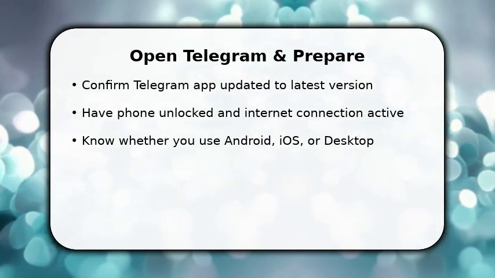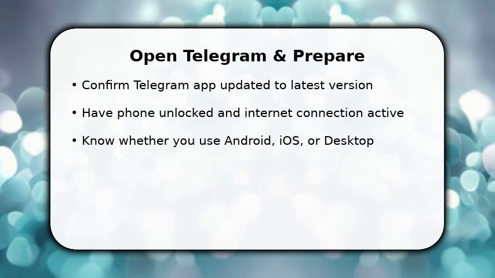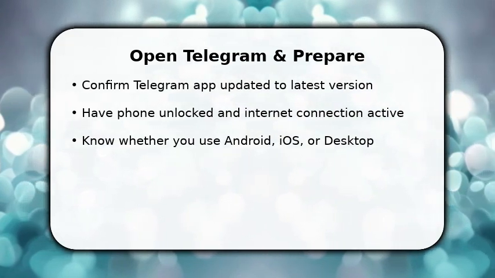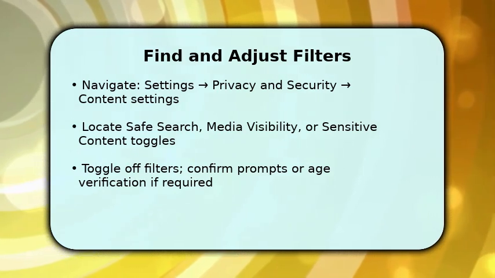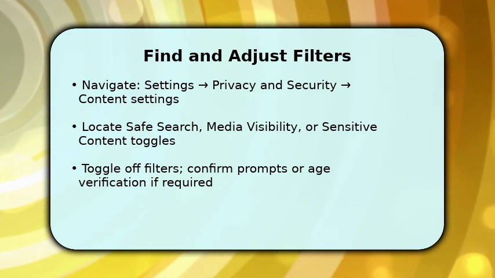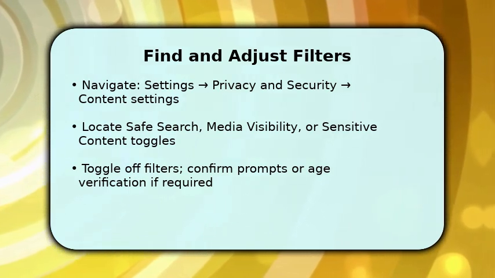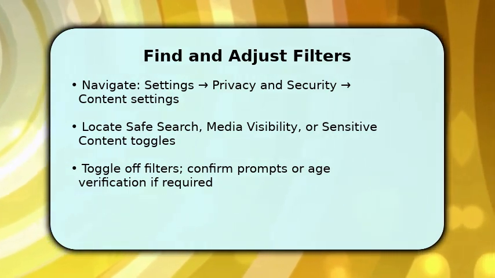You'll now navigate into privacy and security, then look for content settings or media visibility. Different platforms label it slightly differently. Once inside, locate safe search, sensitive content, or an explicit media filter and toggle it off.